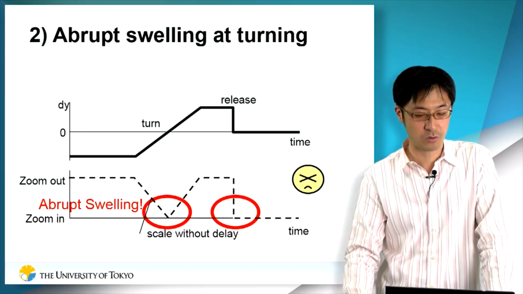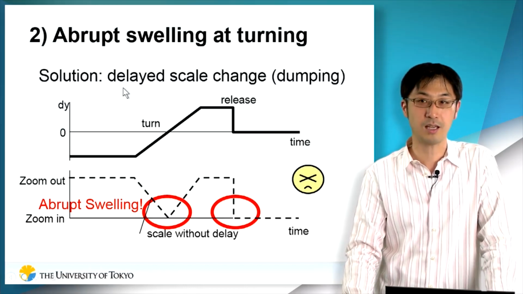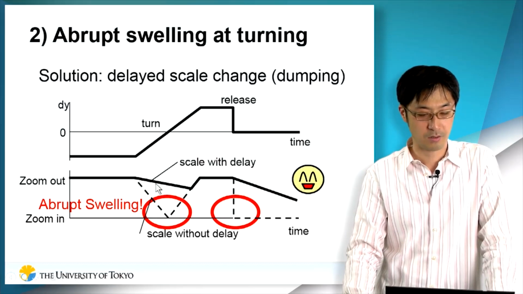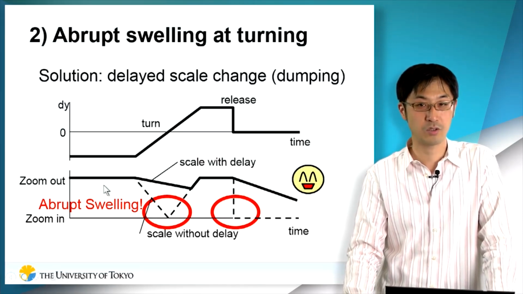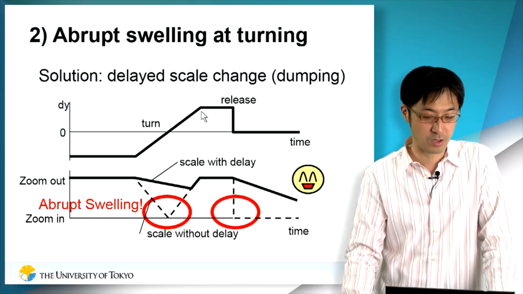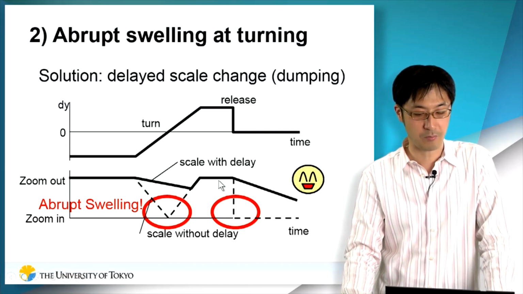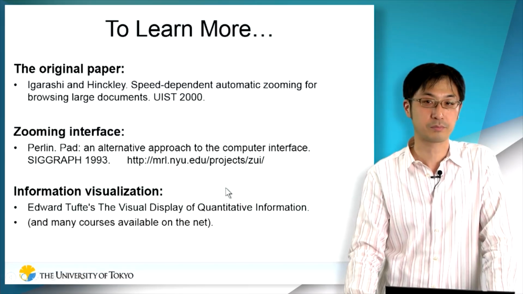So one possible solution is like this. We introduce a delay in scale change. So as you change the direction, the zooming scale changes slowly. And then when you go back to the original speed, the scale will be recovered. This way you will get a smoother interaction.